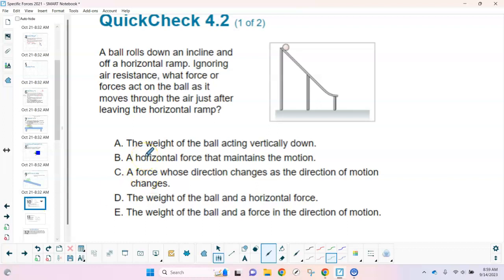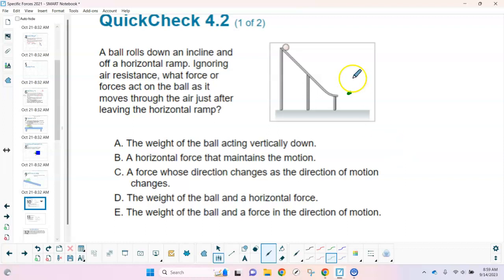Okay, so this ball at the top of the ramp is going to roll down, and we're going to ignore air resistance. We want to know what force or forces act on the ball as it moves through the air just after leaving the ramp. So if it flies off the ramp, the ball's somewhere over here in the air where I make the green dot. We're talking about the forces there. Can you imagine the forces acting and try to figure those out? We've only talked about a couple of forces so far, but forces are just things that are pushing or pulling. So think about the things that are pushing or pulling on this ball.